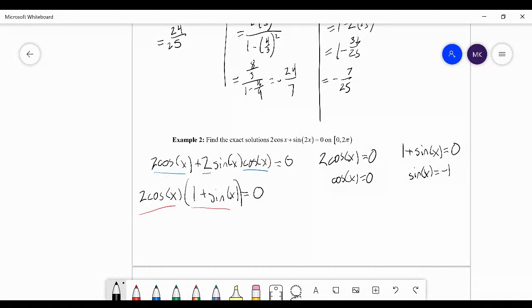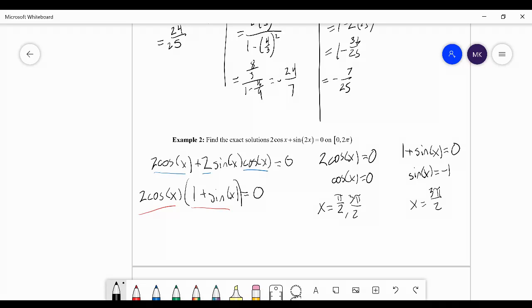Now, these should be fairly straightforward and simple. Grab your unit circle, look at these, right? These should not be a big challenge anymore. Hopefully you guys are understanding how to solve equations like this. And so what we get from cosine x equals 0 is that x is equal to pi over 2 or 3 pi over 2. And when sine of x equals -1, that happens when x equals 3 pi over 2.